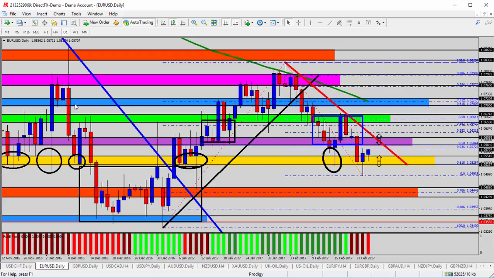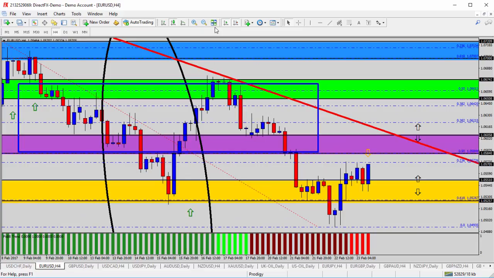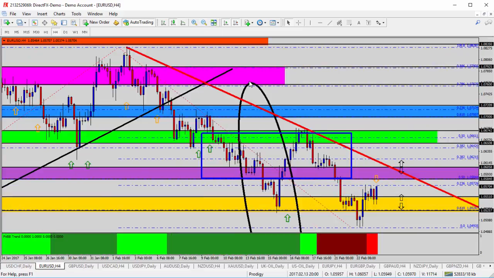Let's take it on down to the 4-hour time frame. So again, like I said, if we're going to follow the direction of the overall trend that we've been in basically since the beginning of February, we're looking for resistance here into the purple shaded area.